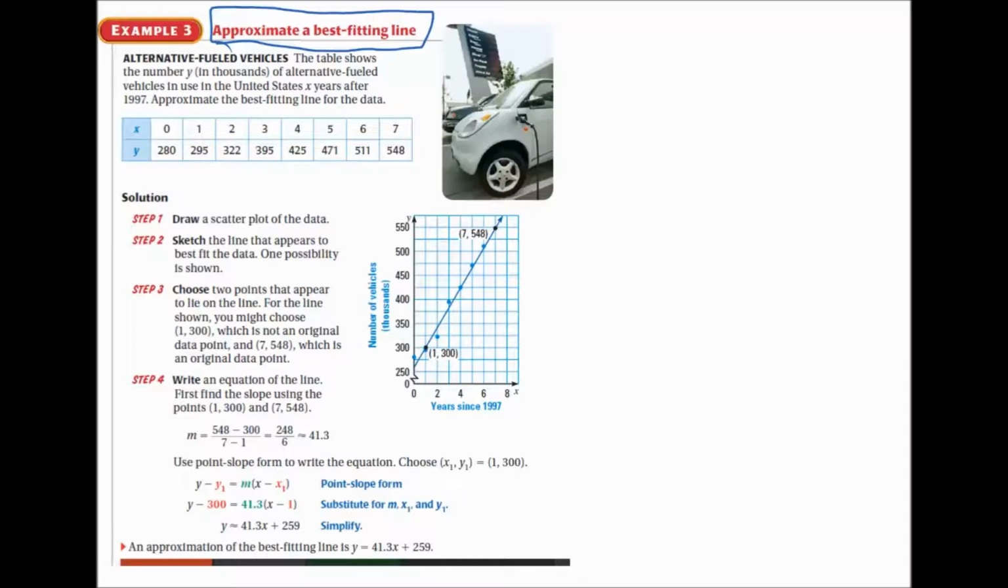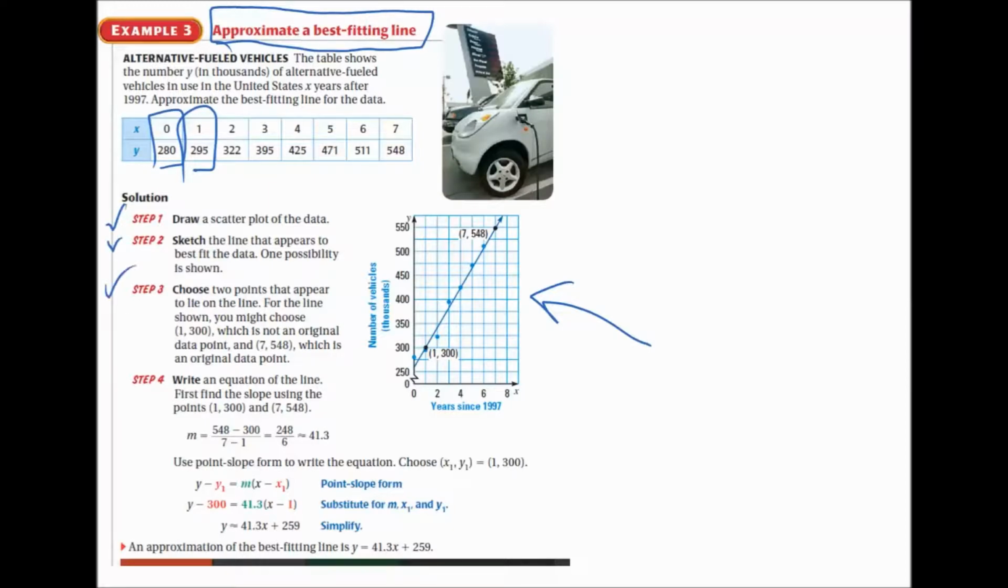So it gives us all these plot points. First step is to draw a scatter plot of data. So they put a dot at 0, 280, 1, 295. Like you can see, it's all plotted on the graph right here. The next thing says sketch a line that appears to best fit the data. All I did was try to draw a line as best as possible to fit through all these points. Of course, it doesn't touch them all, but it gets close. So that's step 1. Step 2.